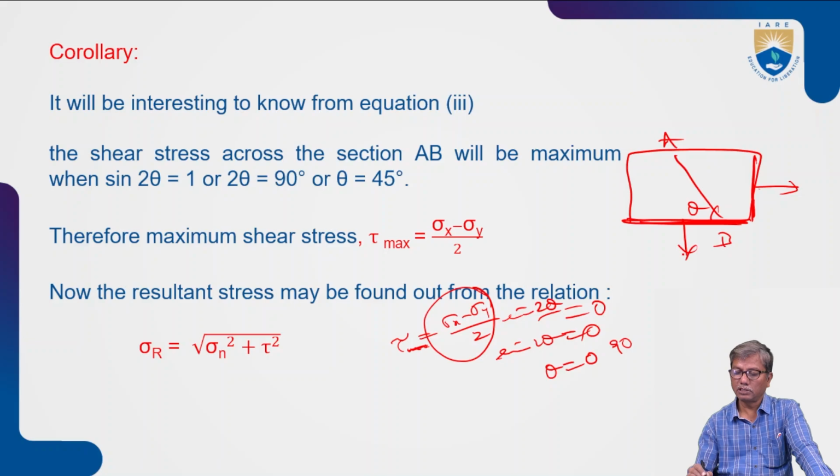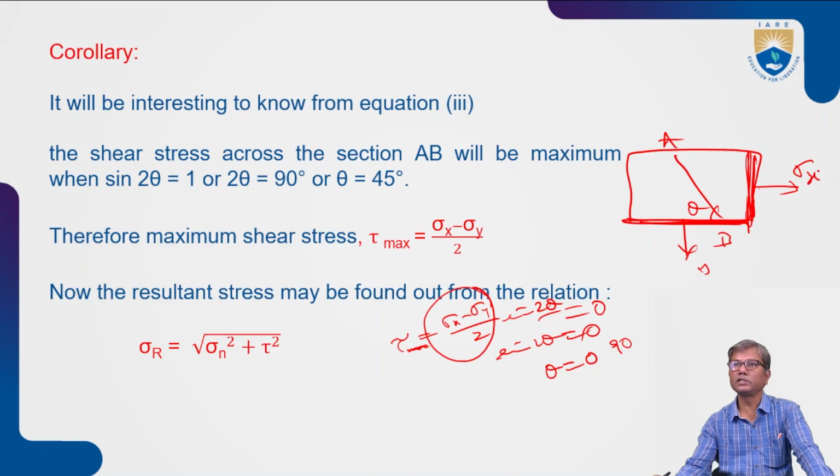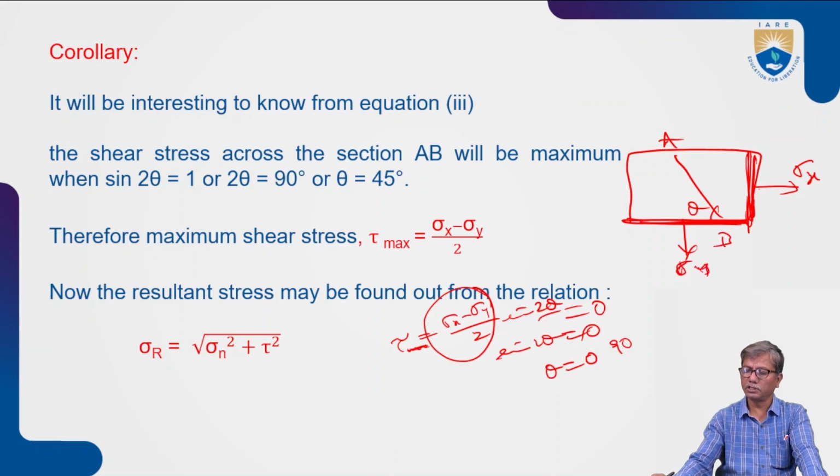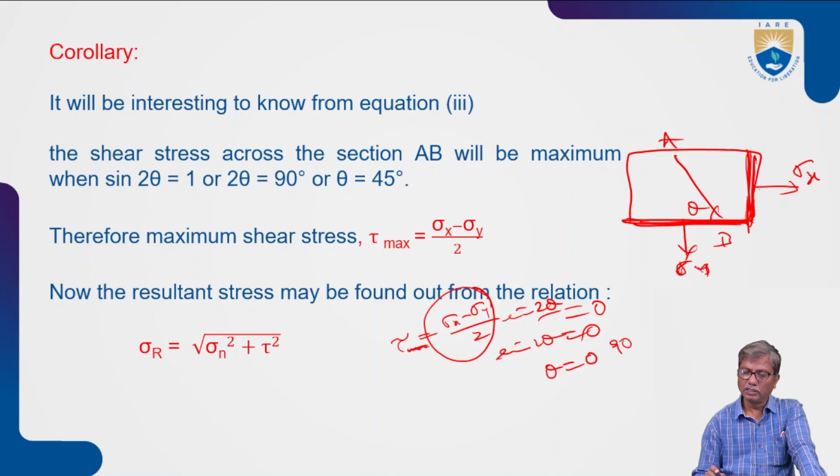So what will be the normal stress acting on this plane when theta is 0? Sigma y. Similarly, when theta is 90, this plane, and the stress acting will be sigma x on this plane. Okay. So here sigma x and sigma y are the principal stresses. In this particular case, sigma x, sigma y are the principal stresses, and these planes are principal planes. Understand?